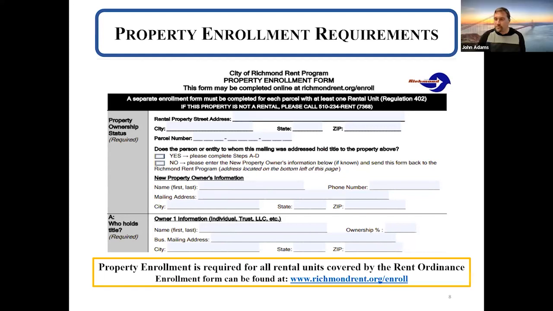The form itself is only 2 pages and asks basic ownership and information about each unit.